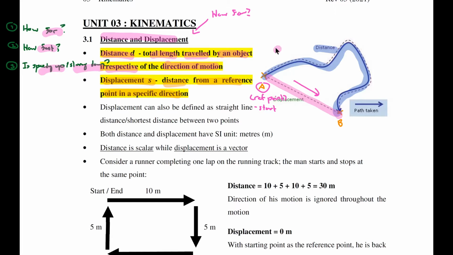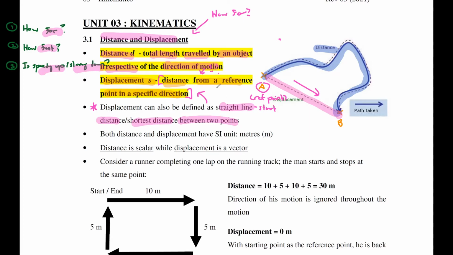Now, displacement in some cases would have been described as the straight line distance between 2 points or the shortest distance between 2 points. They're basically the same thing. They could also refer to displacement, but in your exams, when they ask you to define displacement, this is the common definition that you will use. No doubt that this definition also can be used to describe displacement, but this isn't the formal definition that they use in your exam marking scheme. The formal definition is this one, okay? Distance from a reference point in a specific direction.